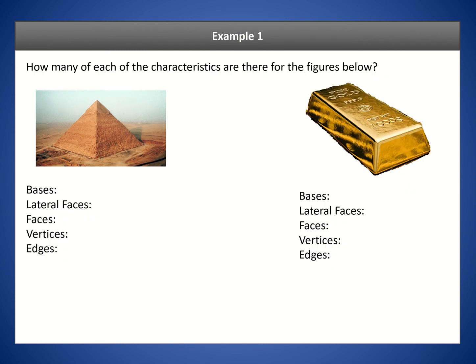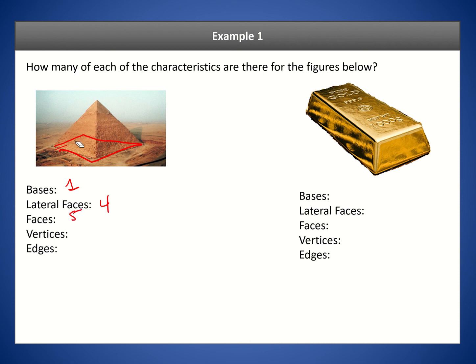All right, so let's look at some of these examples. How many of each of the characteristics are there for the figures? So let's label the bases, lateral faces, and so on. For the square pyramid on the left, we have only one base, so the pyramid only consists of one base. Now how many lateral faces? Well, there's a triangle on the back, and a triangle on the back left. So there are 4 triangular faces. Those are lateral, for a total of 5 faces for this pyramid.